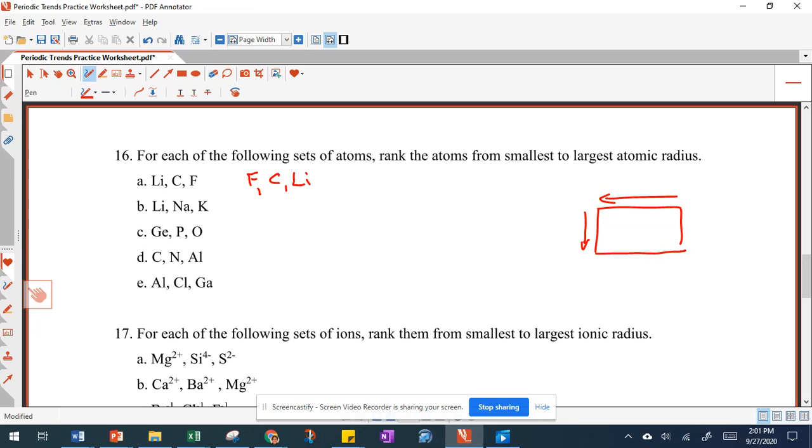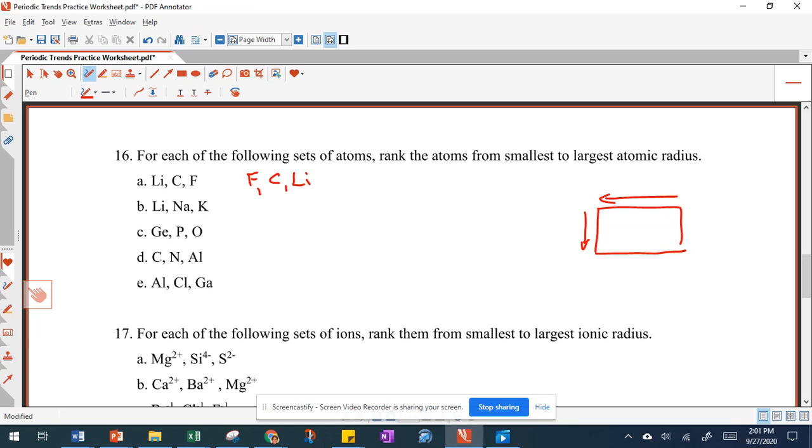We look at the next one, lithium, sodium, and potassium. These are all in the same group on our periodic table. Lithium is closest to the top, potassium is closest to the bottom. So they would be ranked exactly as they're written.